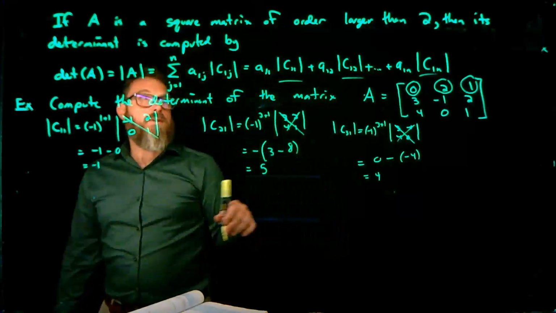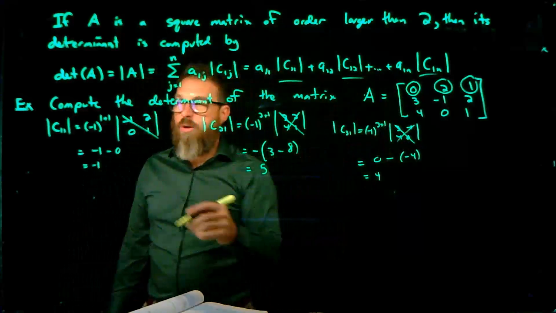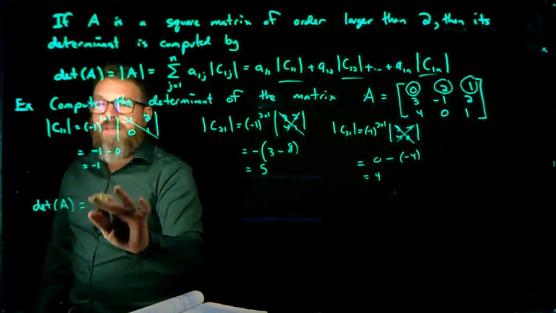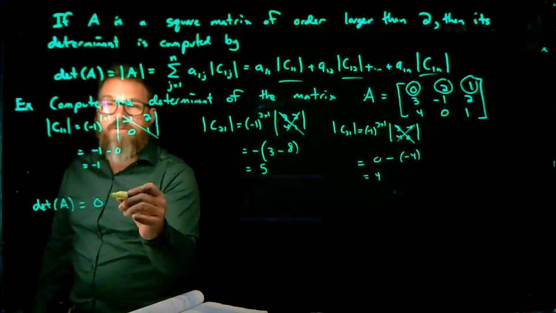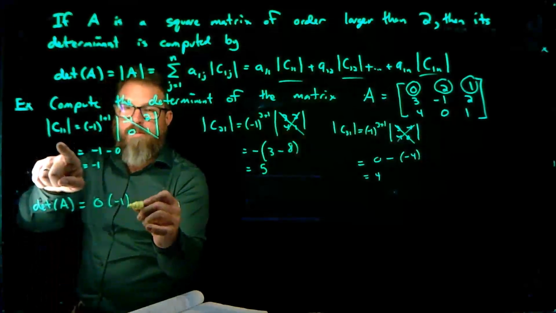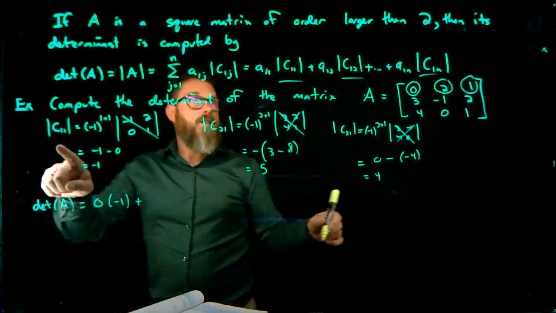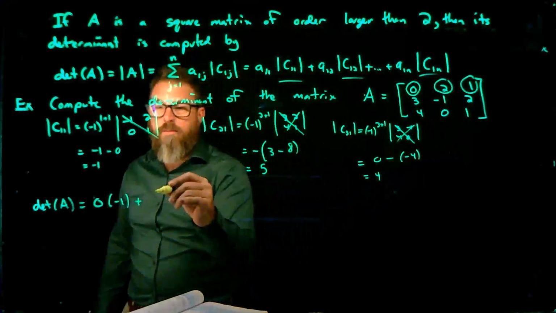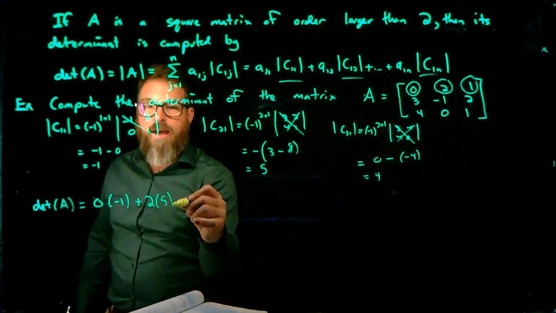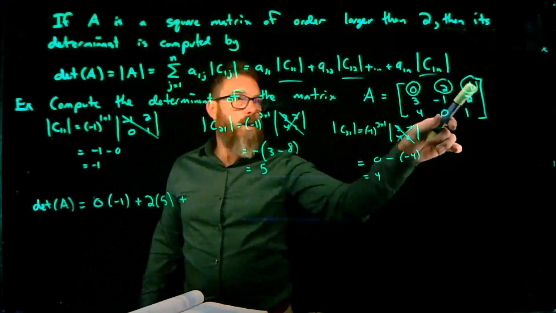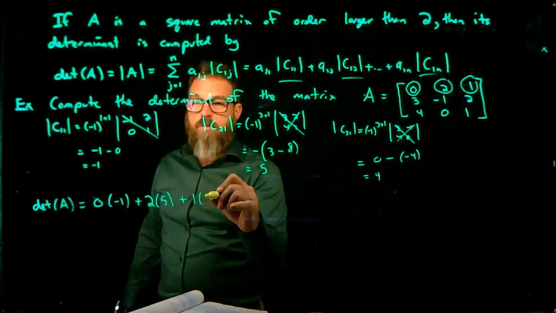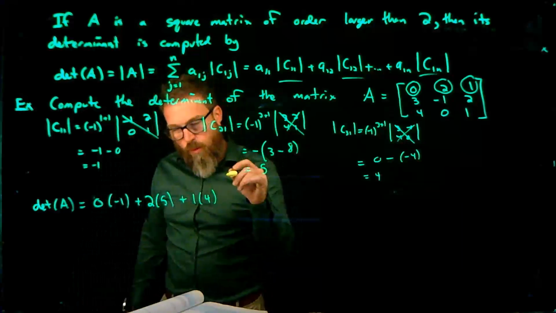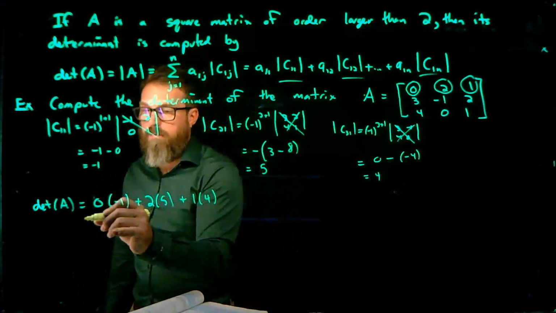So now I still have to multiply 0 times its cofactor. So the determinant of A is going to be equal to 0 times its cofactor, which is right here, which is going to be minus 1. Plus, we're going to have 2 times its cofactor, which we already computed, is going to be equal to 5. Plus, now 1 times its cofactor, which is going to be equal to 4. So what we get is 14 when we're done.